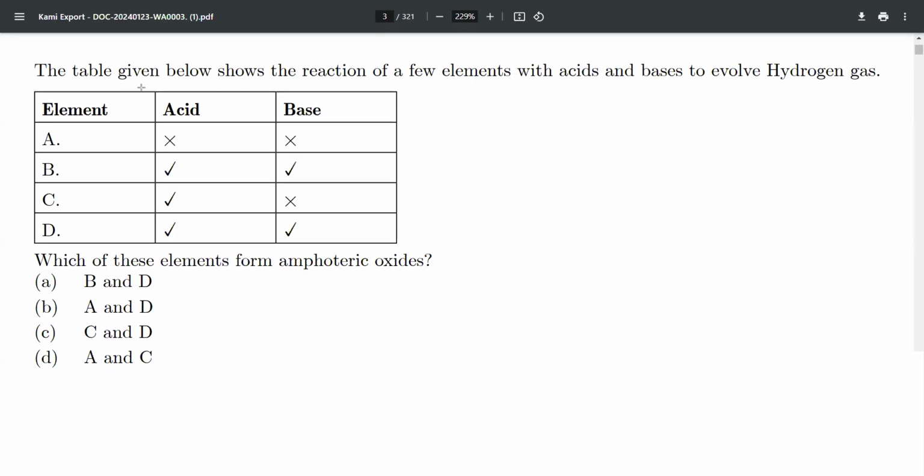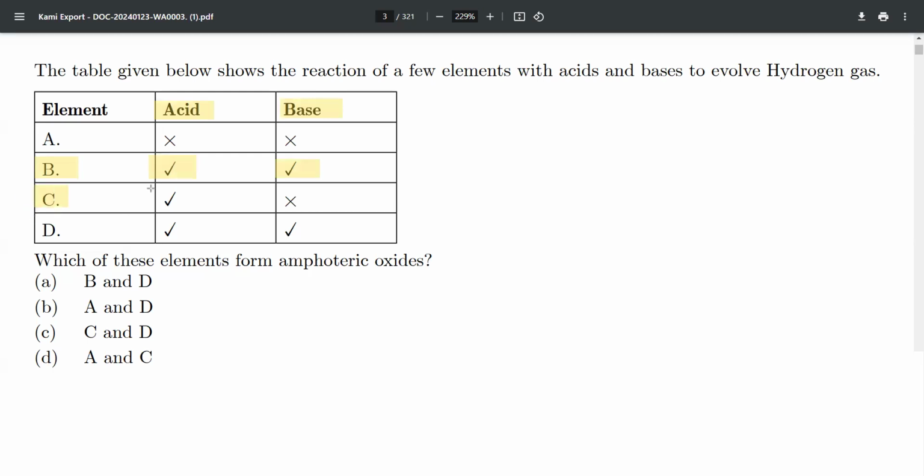In this question from the chapter Metals and Nonmetals, class 10th, we are given a table, and the table shows the reaction of a few elements with acids as well as with base to evolve hydrogen gas. So when you look into the table, you'll see that A reacts with acid as well as base, but in this case, hydrogen gas is not produced. In case of the element B, it reacts both with acid as well as base to produce hydrogen gas.